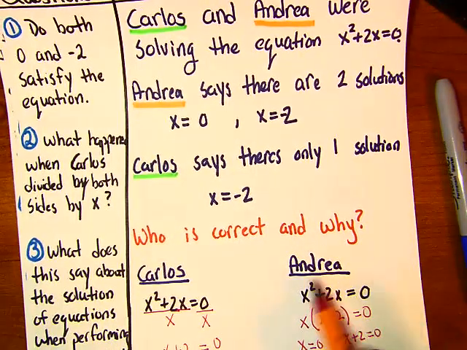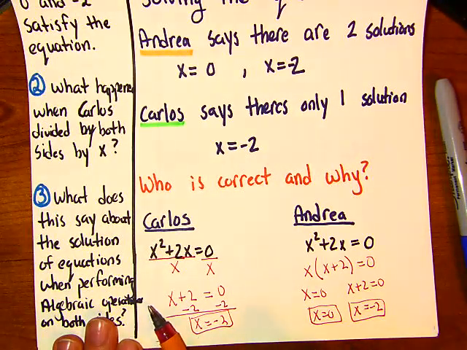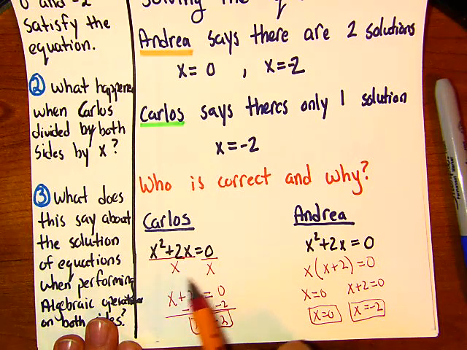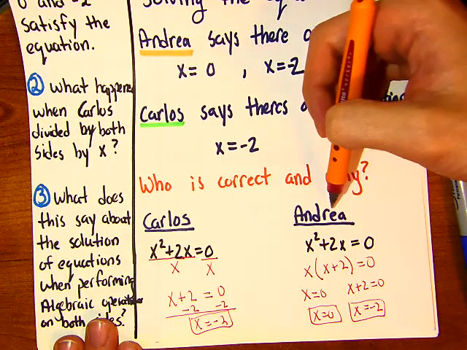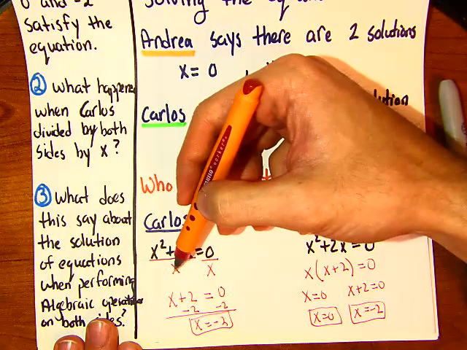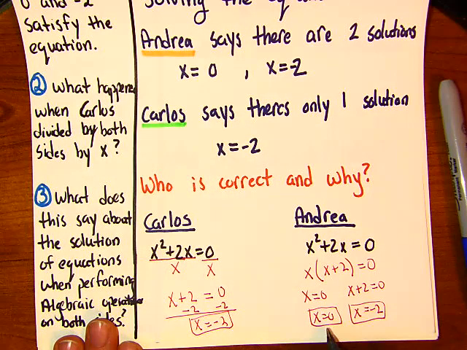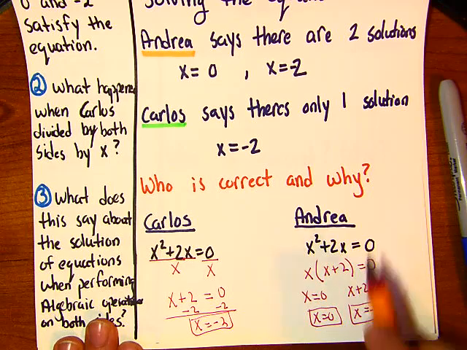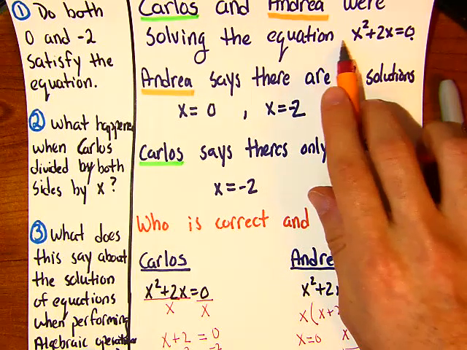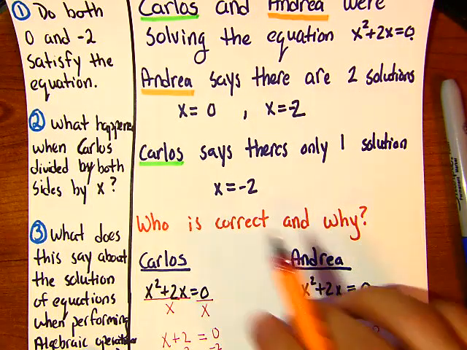So Andrea was correct. Did Carlos break any rules in math? He didn't. He just divided both sides by x, and he got x is equal to minus 2. But why was Andrea able to get another solution? She was able to factor. When Carlos divided by x, he didn't get this solution. But x equal to 0 also works because 0 squared plus 2 times 0 is equal to 0, so that works.